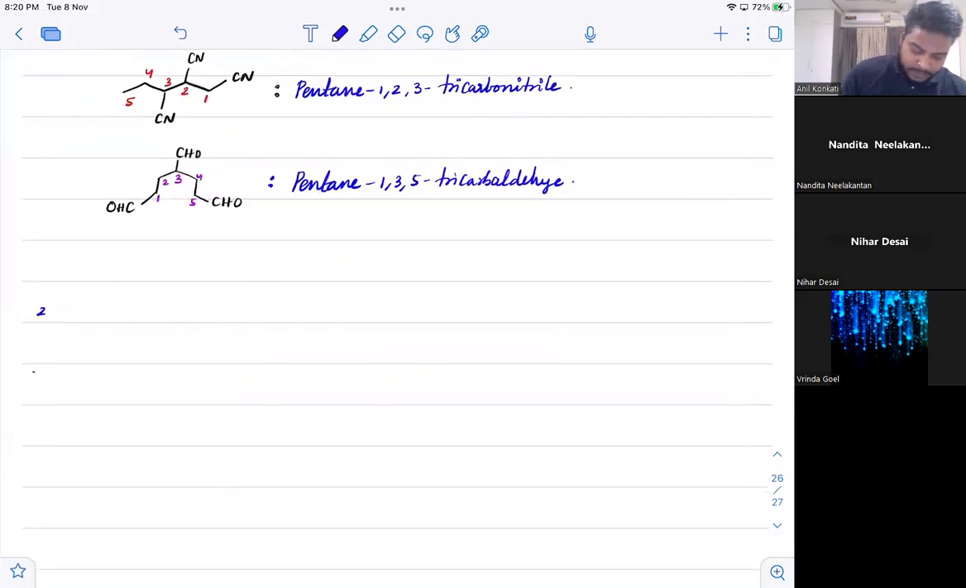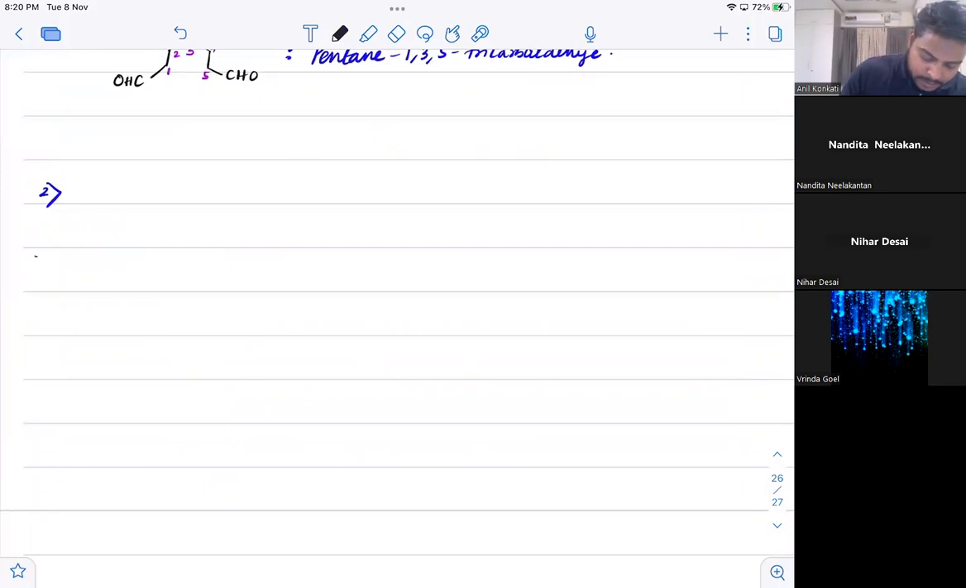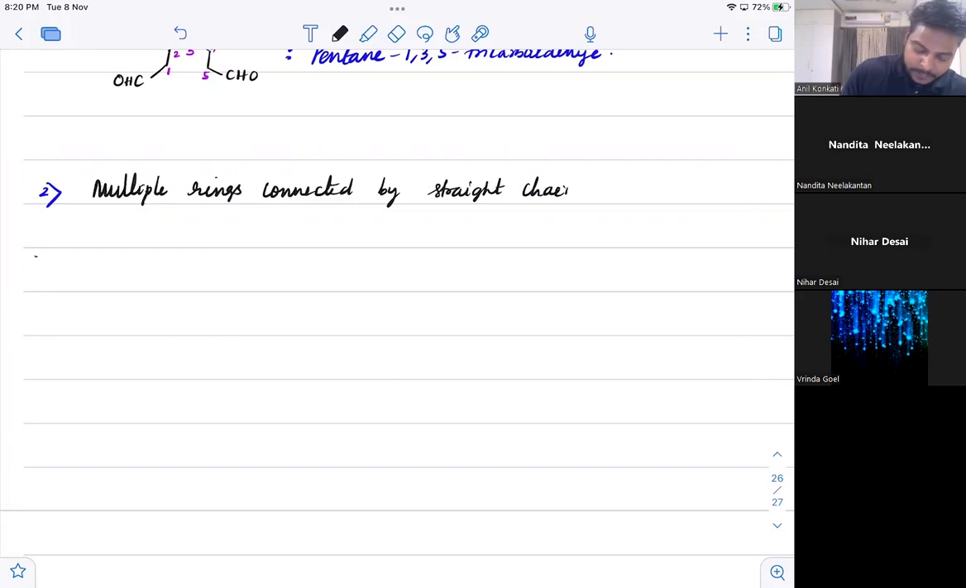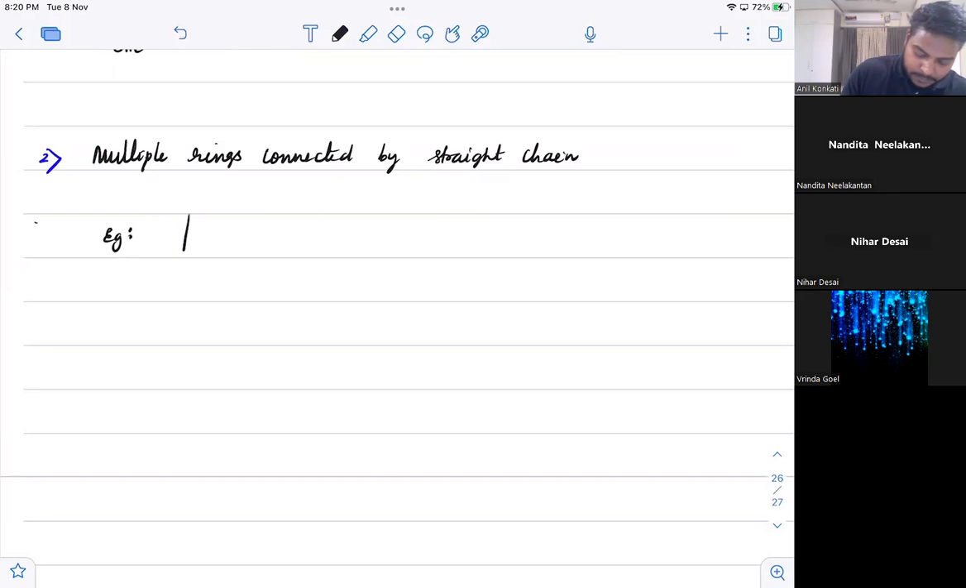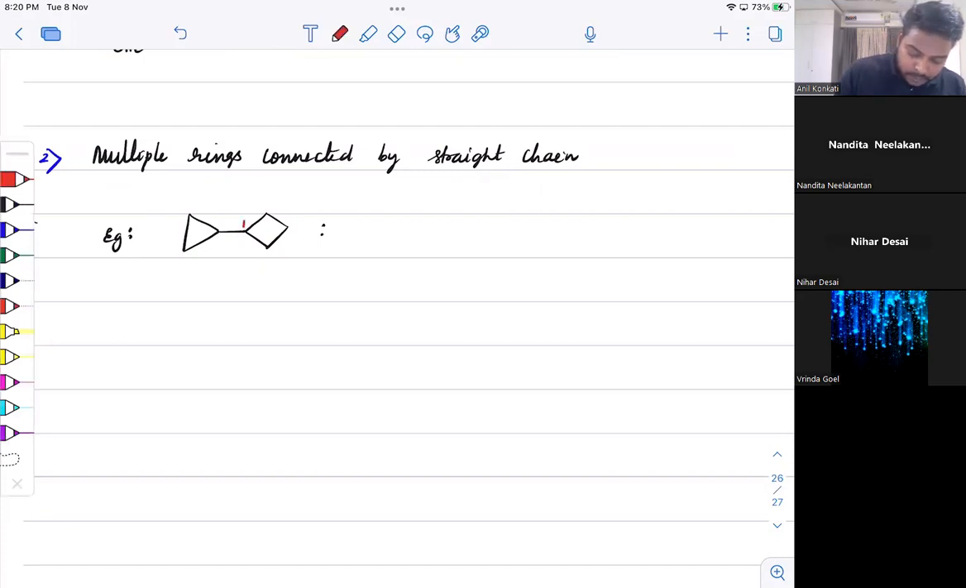Next. The second special IUPAC is used when you have multiple rings connected by straight chains. Suppose you have it this way, then we will have 1, 2, 3, 4. This is the main chain, because if we compare 3 cycles and 4 cycles, the 4 cycle is the main chain. And on one position we have cyclopropyl. So cyclopropyl, cyclobutane.